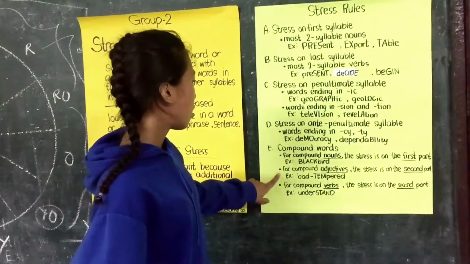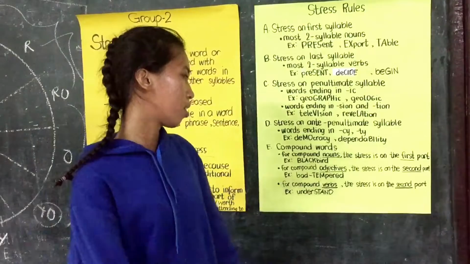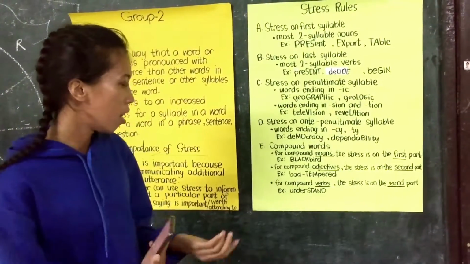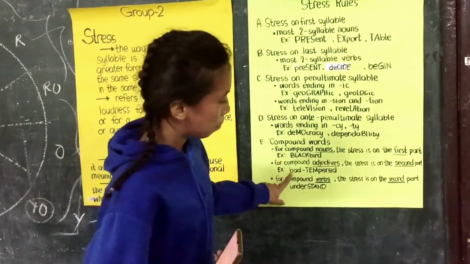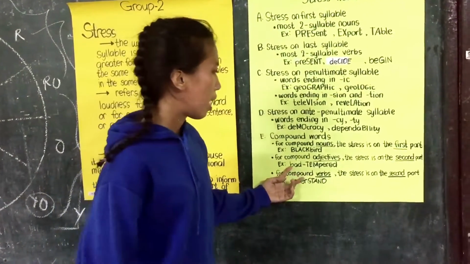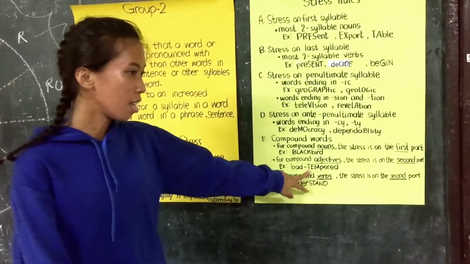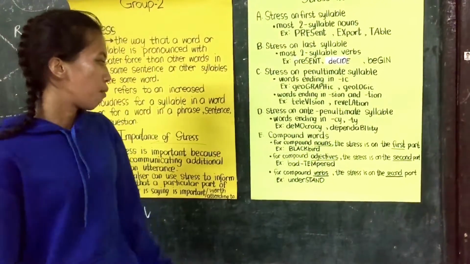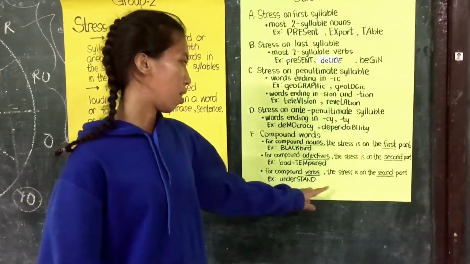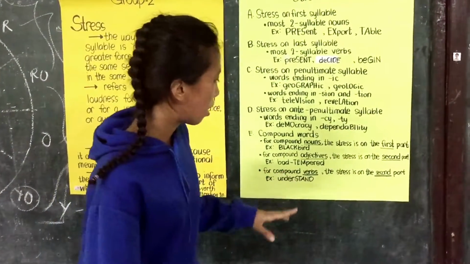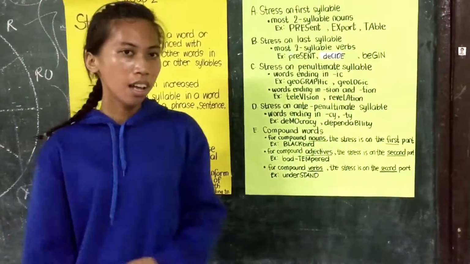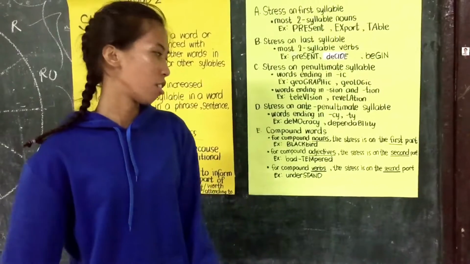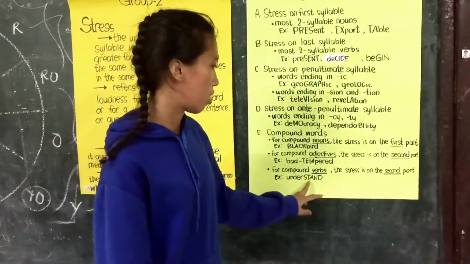Next, for compound adjectives, the stress is on the second part, or the second syllable. An example of this is bad-tempered. In bad-tempered, the stress is on tempered, which is T-E-M. And for compound verbs, the stress is also on the second part, or the second syllable. For example, in the word understand, the stress is on the last part, which is stand.